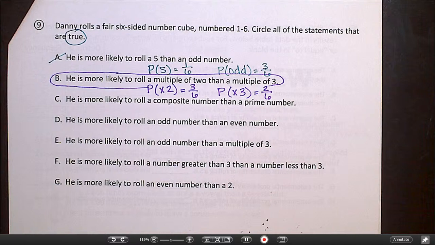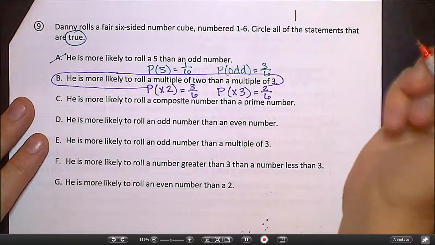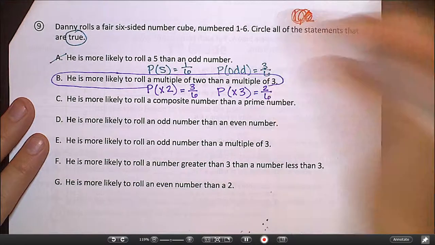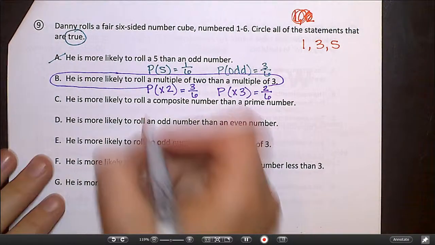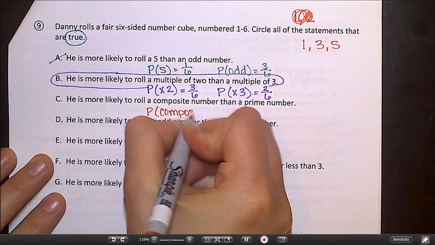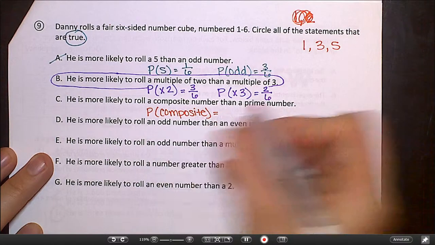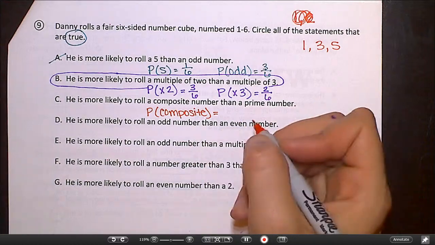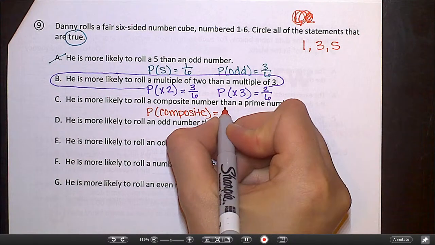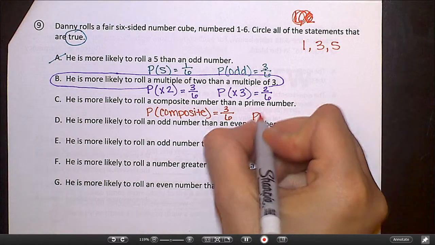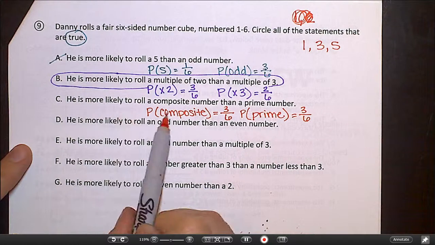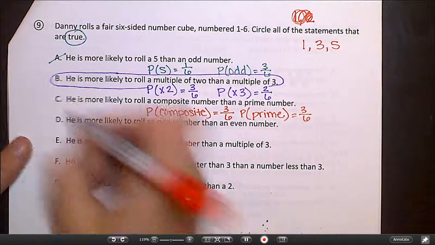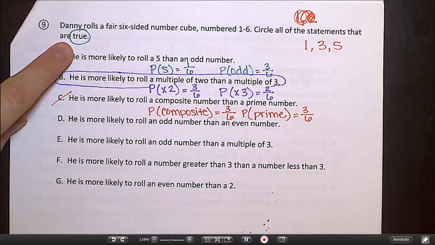Let's keep going. He is more likely to roll a composite number than a prime number. Okay, so here we go, back to our composite and prime. Remember, 1 is prime. Sorry, 2 is not prime. There we go. Let me start over. 1 is prime, 3 is prime, and 5 is prime. So, the probability of composite, that means the other 3, 2, 4, and 6, they just happen to be the same as the even numbers in this case. 3 out of 6. And the probability of a prime number is also 3 out of 6. So they're even. He's not more likely to get either one. So that one's not true. I'm going to cross that out. Remember, we want the true ones this time, not the not trues.